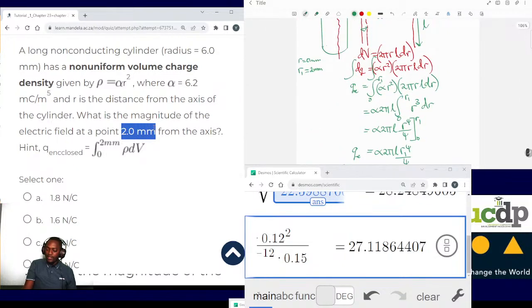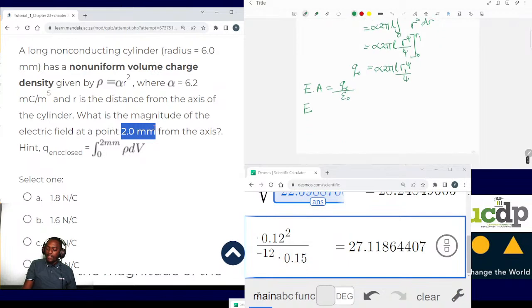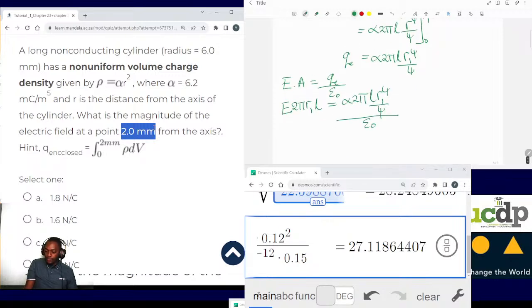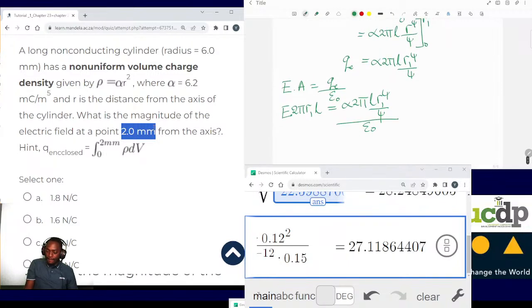We've said 2 millimeters is represented by R1, so we'll maintain that. So our area becomes 2 pi R1 L equals our charge enclosed, which is sigma 2 pi L R1 to the 4 over 4 epsilon naught. Okay. If we simplify that, you're taking everything down now.